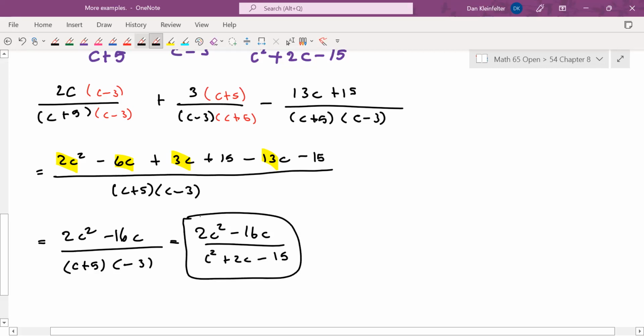That's the end of this section on adding fractions and subtracting fractions with polynomial numerators and denominators. Let me know if you have any questions on that, and then have a great day.